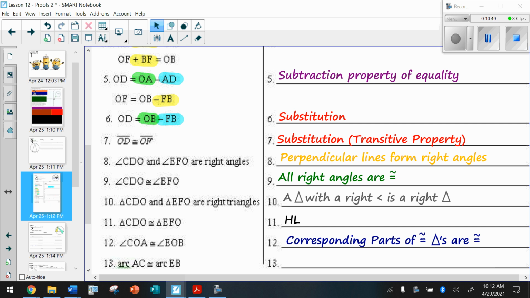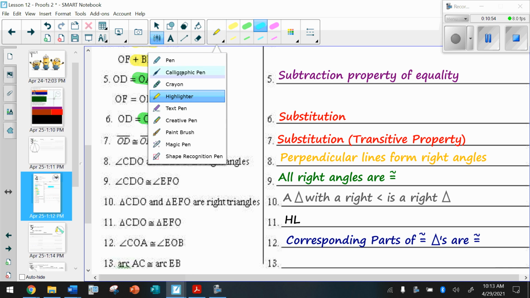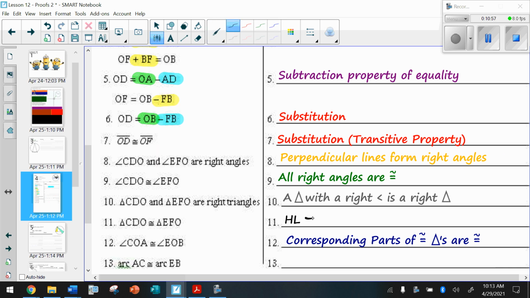And then we got some circle reasoning to use. I should add HL congruence. There we go. So we turn our triangles into right triangles because a triangle with a right angle is a right triangle. And our triangles are congruent by hypotenuse leg. Then we can match up angle COA and angle EOB because they are CPCTC, corresponding parts of congruent triangles are congruent. And then we're trying to prove that arc AC is congruent to arc EB.